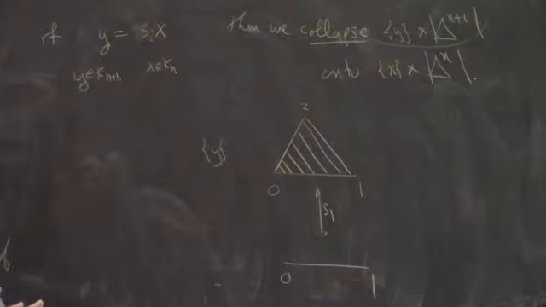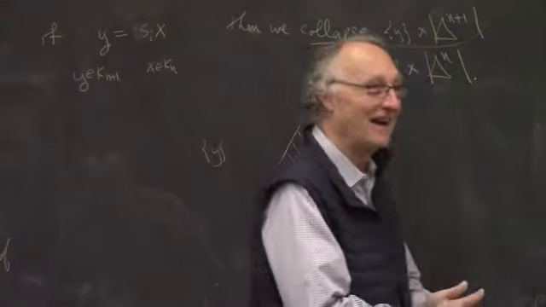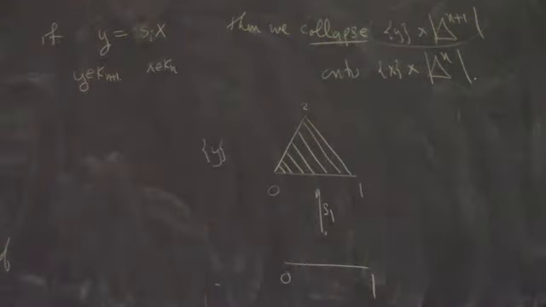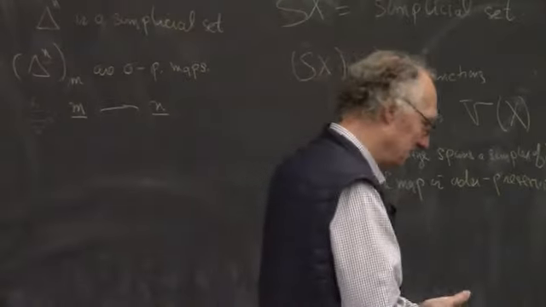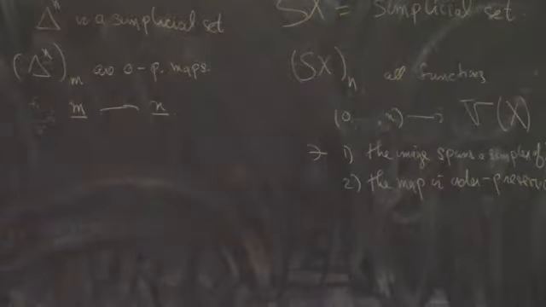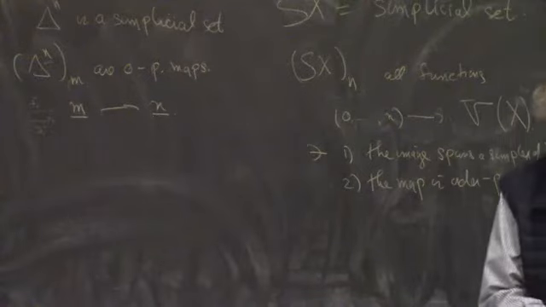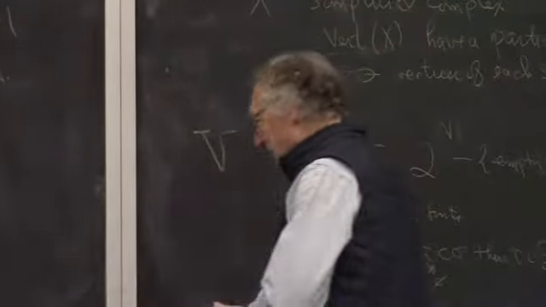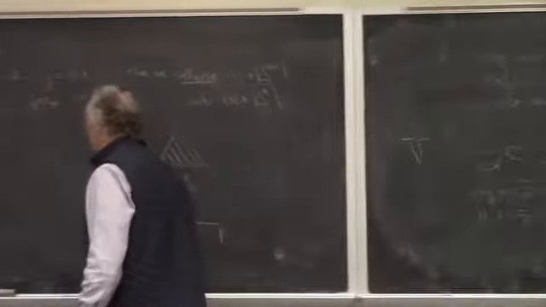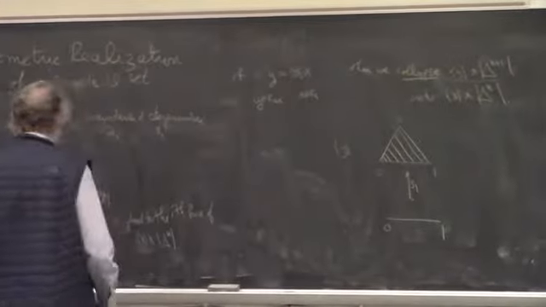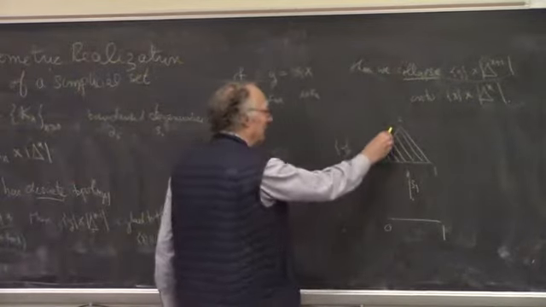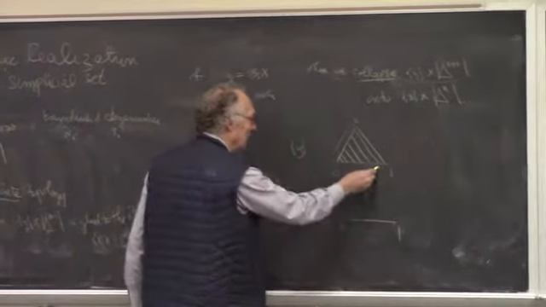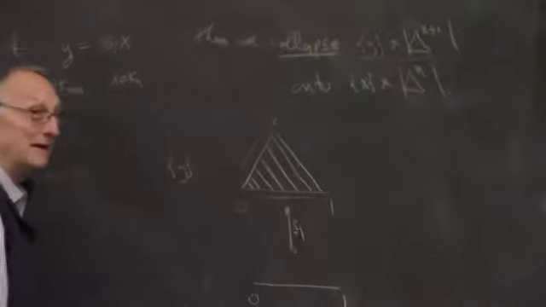You seem totally nonplussed. I'm just wondering if this induces identifications on the n simplices, because they have a common face or something like that. Yeah, so for example, this n simplex and this one are going to now be identified.